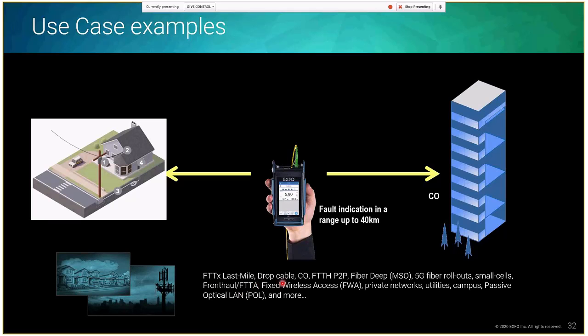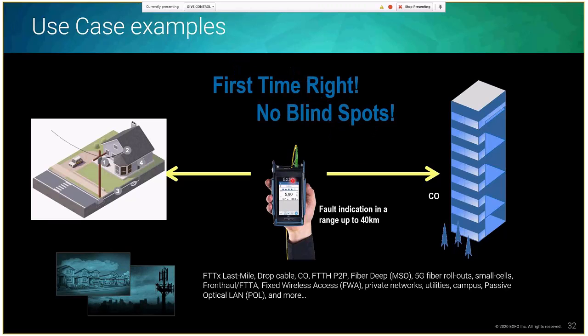This is only a few cases where you can use this equipment: drop cable, CO, FTTH, point-to-point, deeper fiber. For example, if some of you are installing 5G rollouts to the antenna, it's normally not a huge link, but with this equipment, in 3 seconds at least you have a validation of the link, good or bad, and the report. So let's see. And again, first time right, no blind spots. That's what is behind our equipment with these software assistance tools.